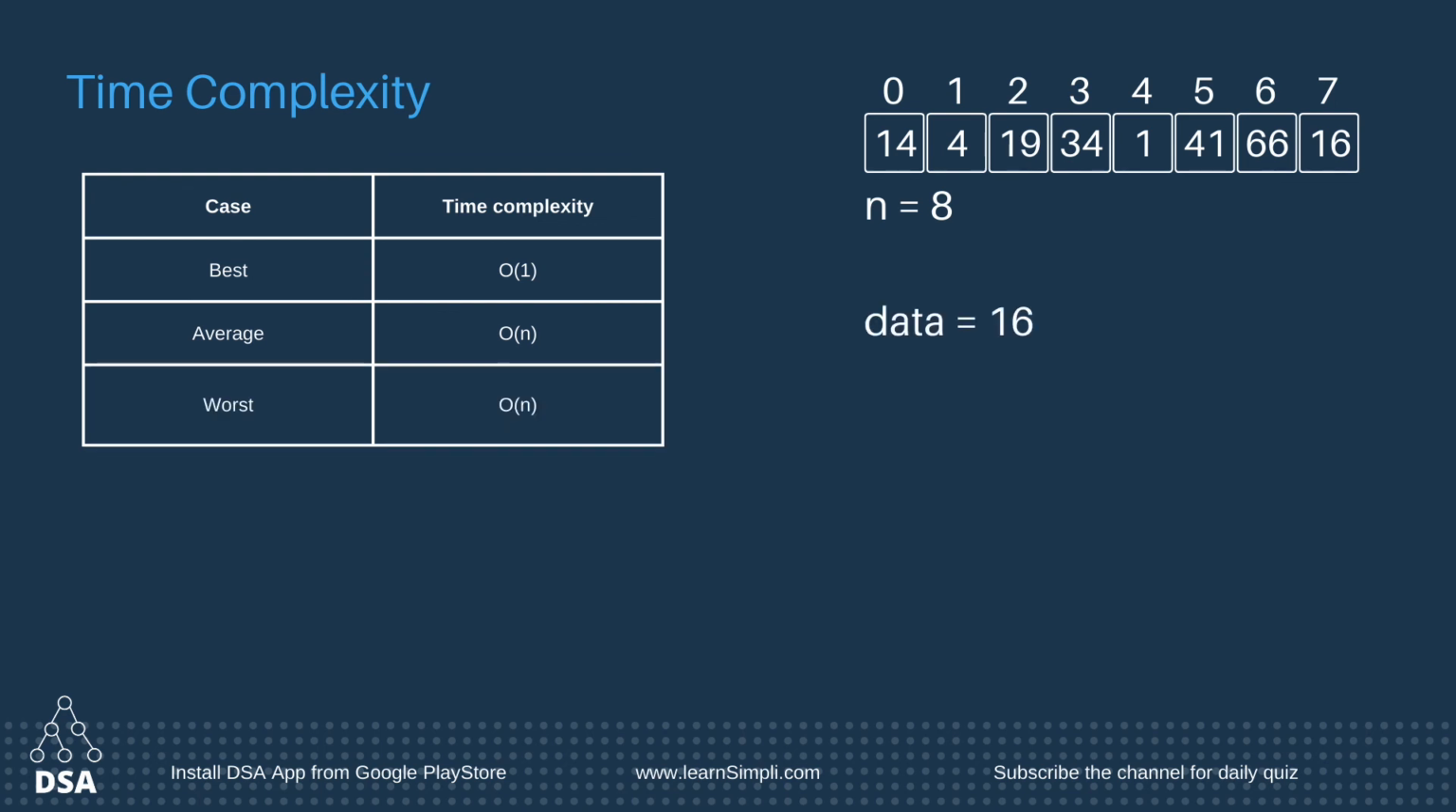Worst case would be when you search for the element 16 in the array, because it has to go on searching till the end of the array to find the element, as 16 is the last element in our array. There will be n number of comparisons, so the time complexity is big O of n.